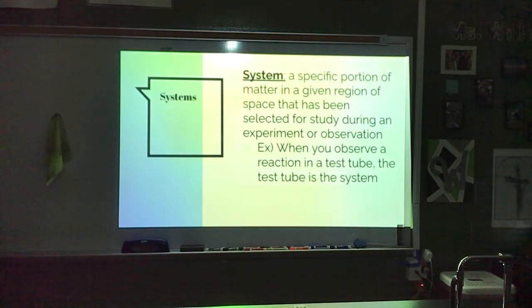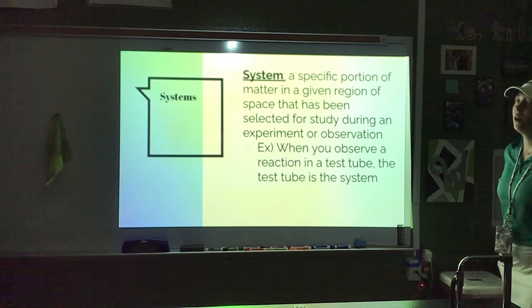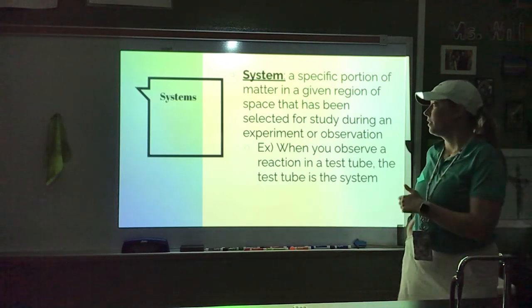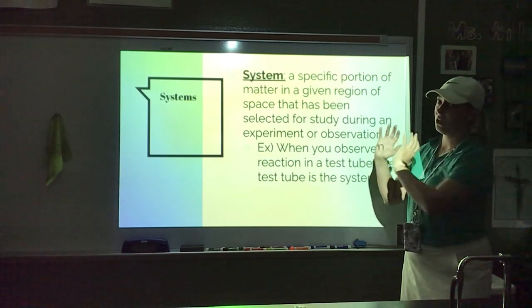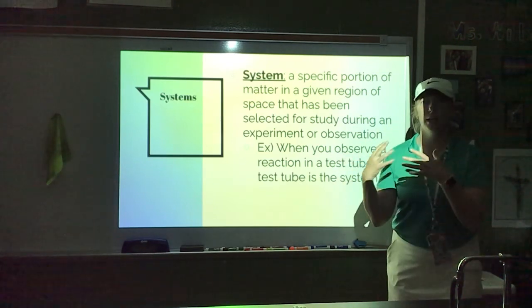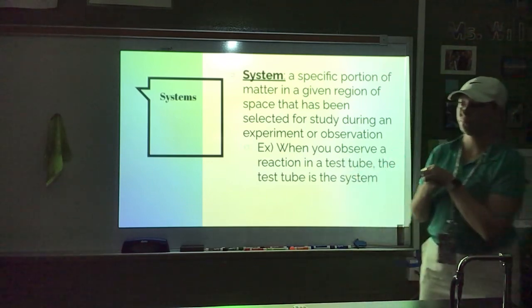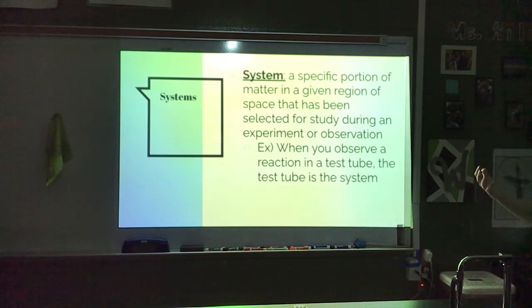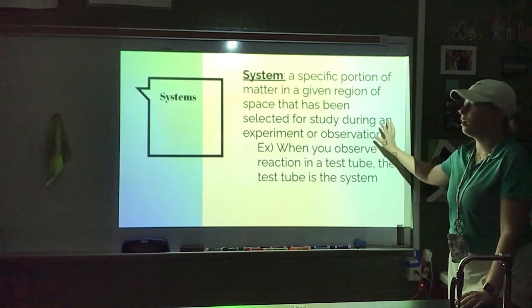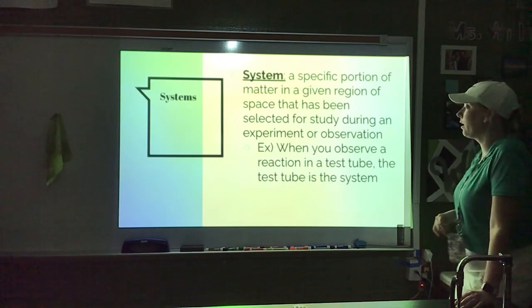So oftentimes we deal with systems. It's a specific portion of matter in a given region of space that has been selected for study during an experiment or an observation. So basically a system is where is this experiment taking place? Or where is this observation taking place? So when you observe a reaction in a test tube, the test tube is the system. The test tube is where the reaction is occurring. So similar to our last example of the scientific method with your cell phone, that would be probably your house, everything that I have is in my house, and that's where I'm conducting my experiment. So we were talking about our observations of the room. My classroom would be our system, because that's what we were describing and what we were talking about.